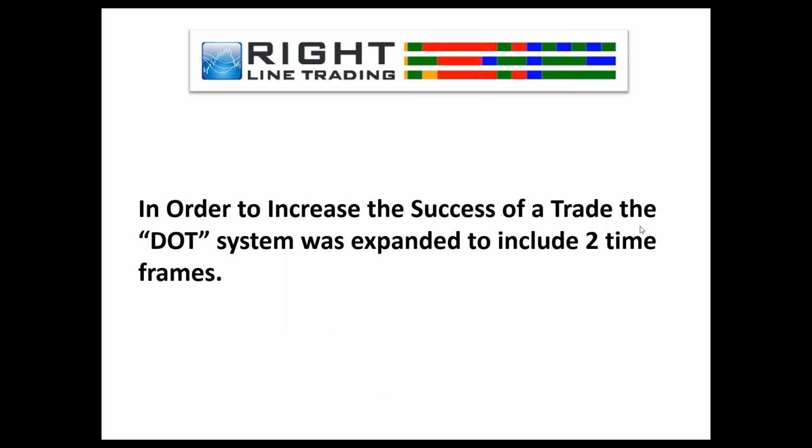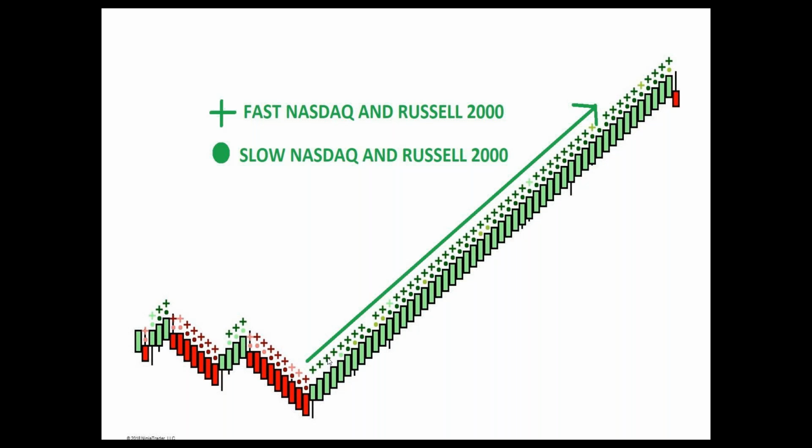Now, in order to increase the success of the dots, we expanded them to include 2 time frames, a fast and a slow. So now we have 2 sets of dots. And it's really very intuitive. Don't be blown away by what you think is complexity, because it's really easy. Now, on the entry, you'd like a dual dot, but now you have the ability, it's a little more flexible.